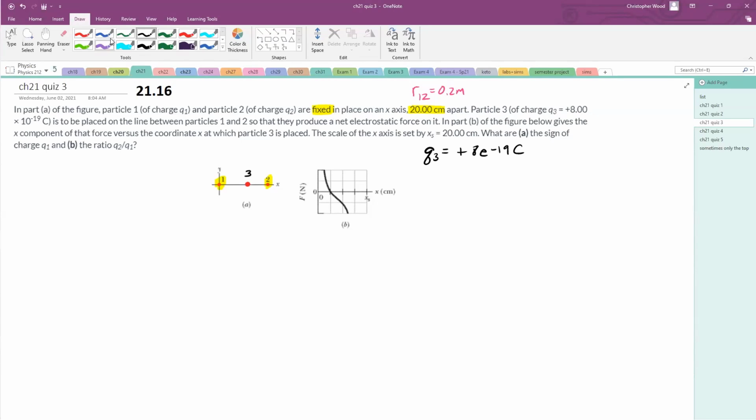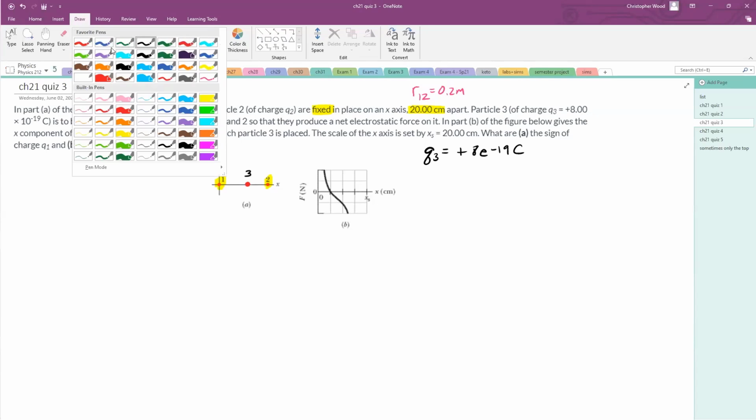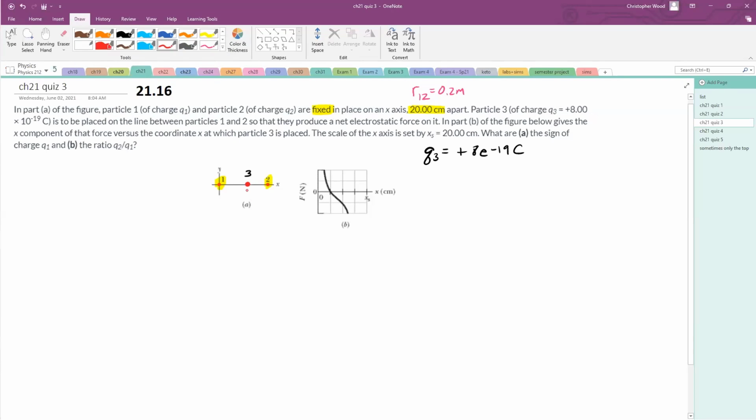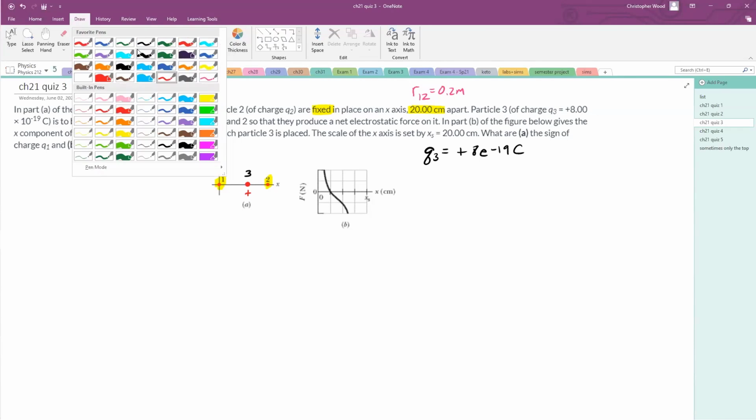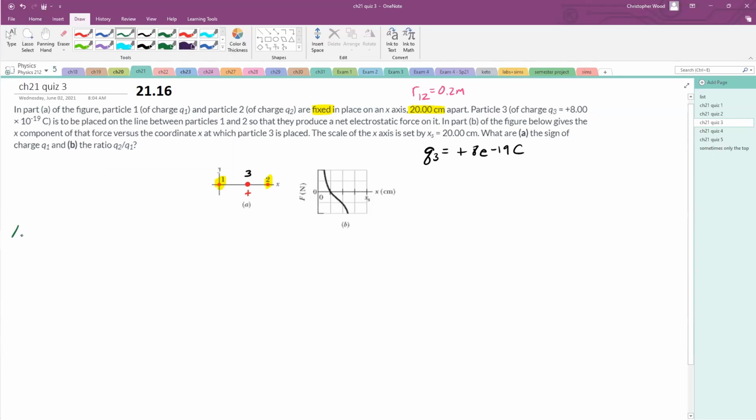Well, Q3 has a positive charge, so what's the charge on Q1 and what's the ratio? I'm going to just start in on doing force analysis. This is a force analysis chapter. So step one, let's just do a free body diagram. Free body diagram. All right.